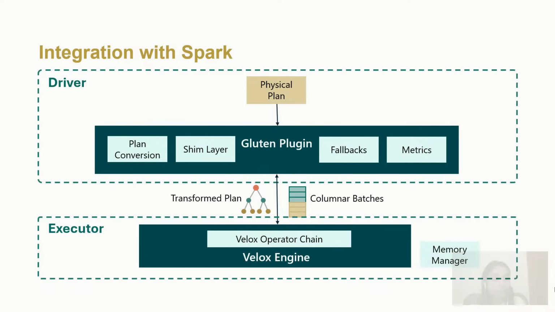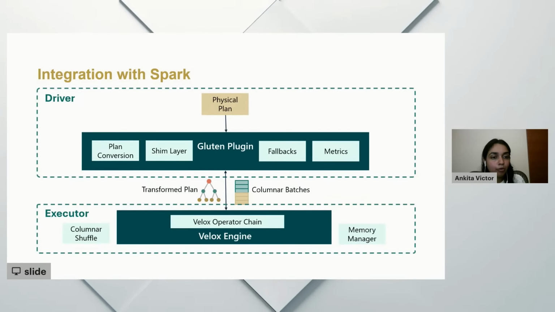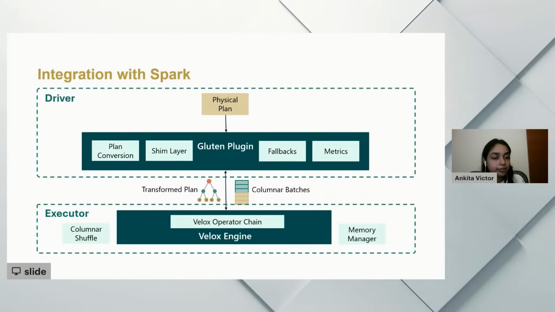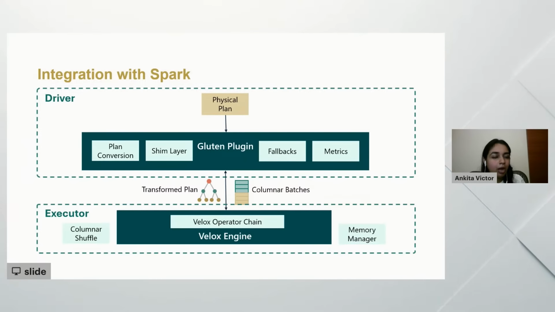The Gluten plugin on the driver also collects metrics from the native library, which executes the actual instructions. All of these metrics are reported in your Spark history server, just as they would with regular Spark. So you can go in and see how long your join took, what operation in your join took the most amount of time, how many rows were emitted, how many rows were read, etc.